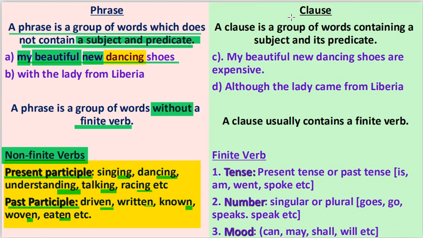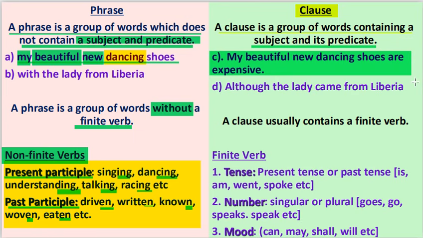Now we are on the right side of the screen. Clause. A clause is a group of words containing a subject and its predicate. A clause may be independent. That is, it can stand on its own as a full sentence, like we have in example C. My beautiful new dancing shoes are expensive. This is a clause and it is also a full sentence. We call this type of clause a main clause or an independent clause. Those are clauses that can stand alone as a full sentence.